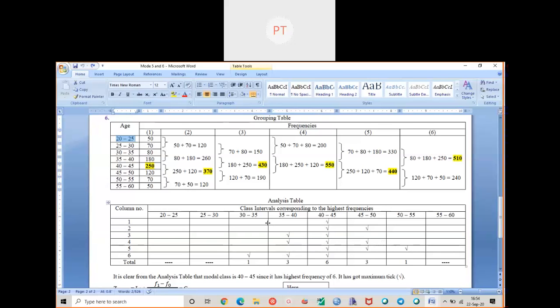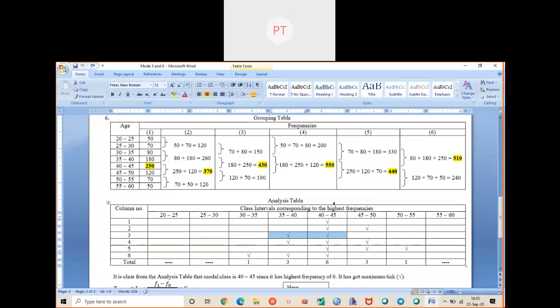Now in the analysis table, you can see in column number 1 we have 250. So 250 belongs to which class? 40 and 45, so do the tick mark here. This 370 is a combination of 250 and 120. So 250 and 120 belong to which class? 40 to 45 and 45 to 50. Column number 3 is a combination of 180 and 250, so it belongs here: 35, 40, 40, 45.